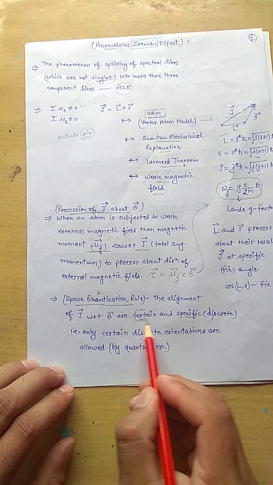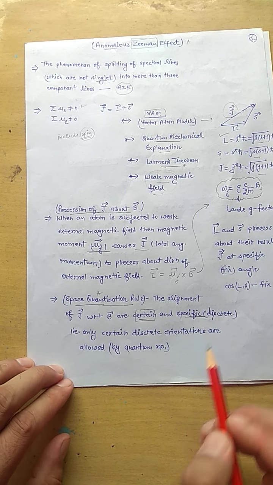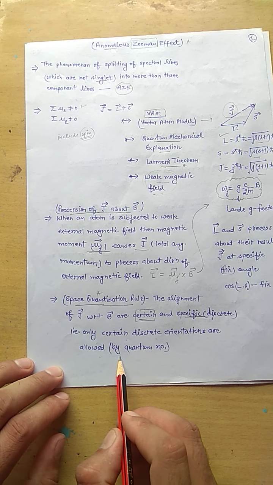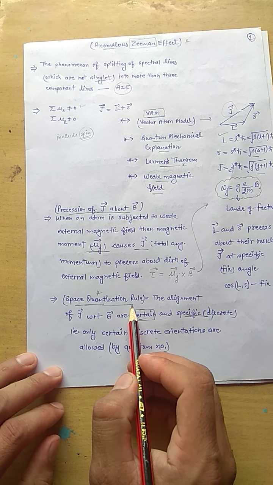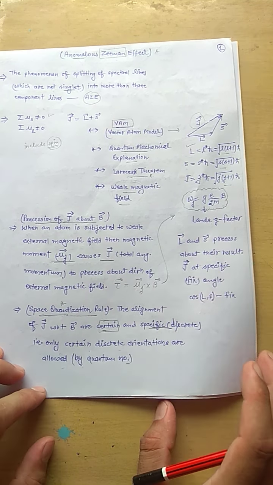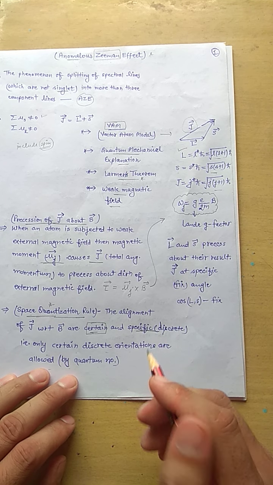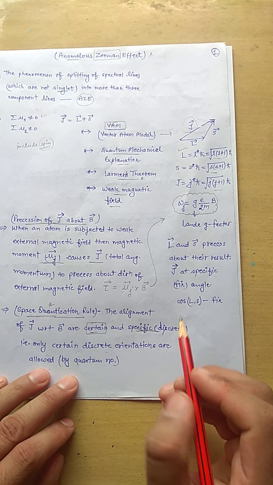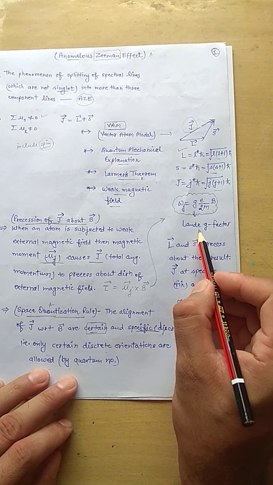Is that clear? So definite in number, and the alignment is specific. Only certain discrete orientations are allowed by quantum numbers. This is called space quantization. So class, here we will see some more basic things which we will use to find the interaction energy. Mathematically, the facts must be very clear in your mind.